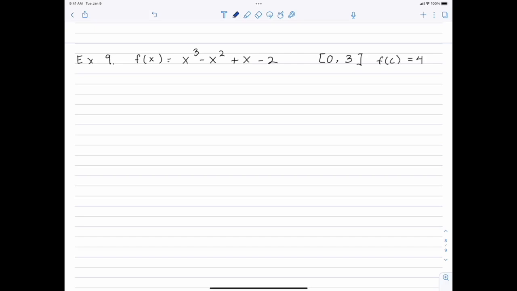Then I need to figure out if this is true. Is this true? Yes or no? Okay, so I'm checking, is that k value between the f of 0 and f of 3? Go figure that out. Okay, let's go and check.